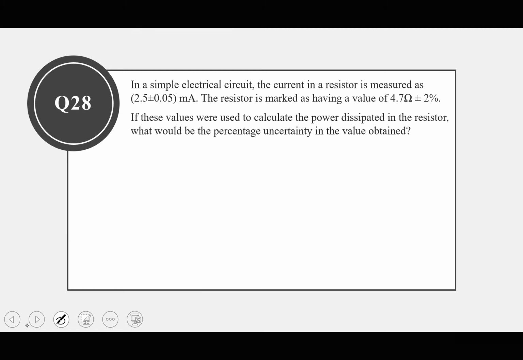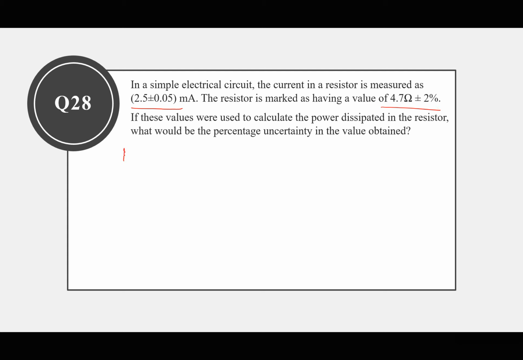In a simple electrical circuit, the current in a resistor is measured as that. The current is measured as this with the uncertainty. The resistor is marked as having a value of that. If these values were used to calculate the power dissipated in the resistor, what would be the percentage uncertainty in the value obtained?